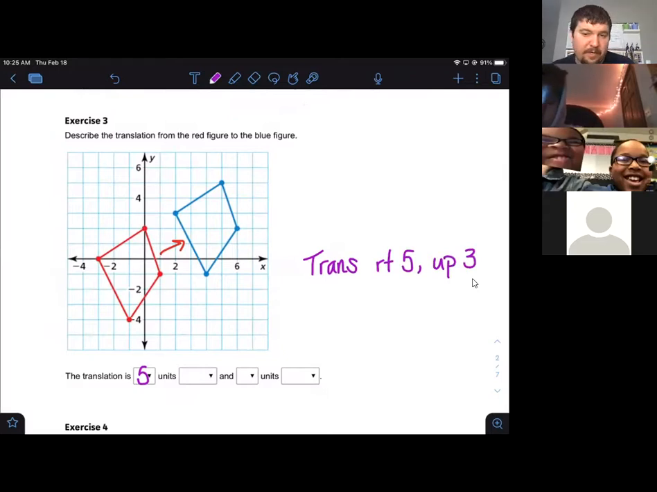If you said up 3, right 5, and you mixed up the order, that's fine. I don't really care. If you wanted to say x plus 5 and y plus 3, that's also fine. I'd be okay with that too. As long as you have the word or abbreviation trans, or translation if you want to write the whole thing out, that way we know what kind of transformation it was. Trans, not standing for transformation, but for translation.